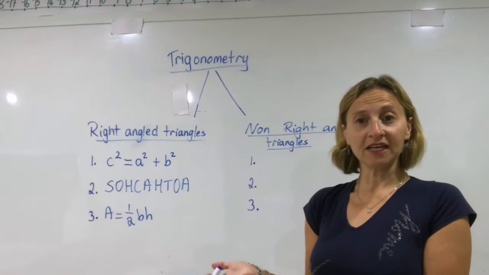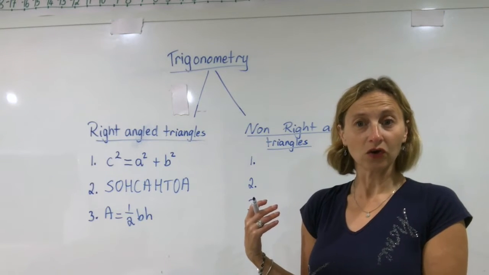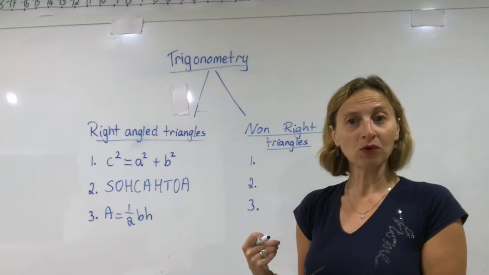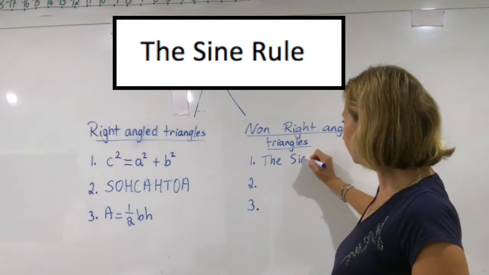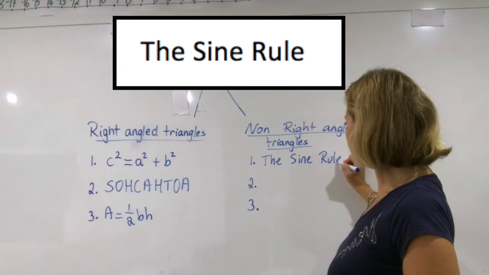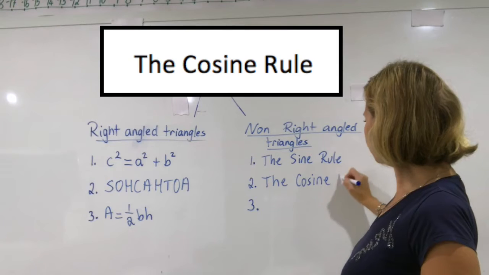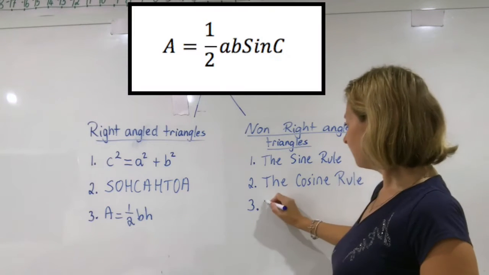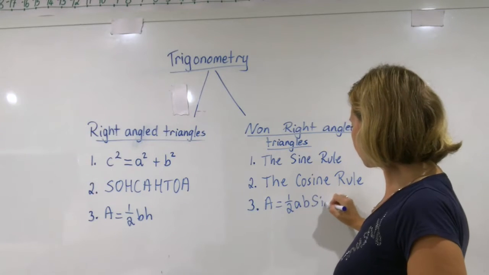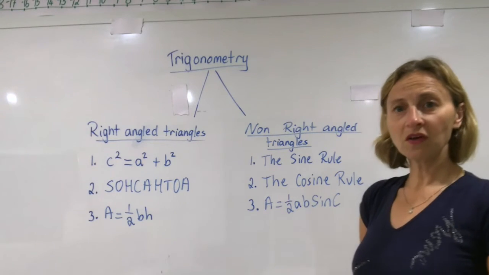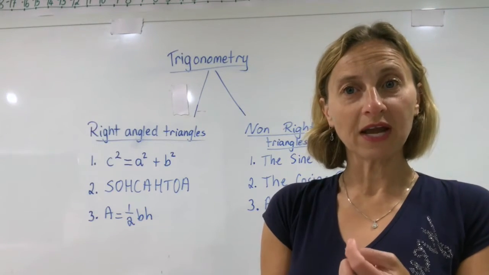If you've already studied right-angled triangles in Year 9 and you're now in Year 10 or 11 studying non-right-angled triangles, there are 3 more rules that you need to learn. They are the sine rule, the cosine rule, and the area of a triangle, which is half AB sine C. Those are our 6 rules. 3 for right-angled triangles and 3 for non-right-angled triangles.